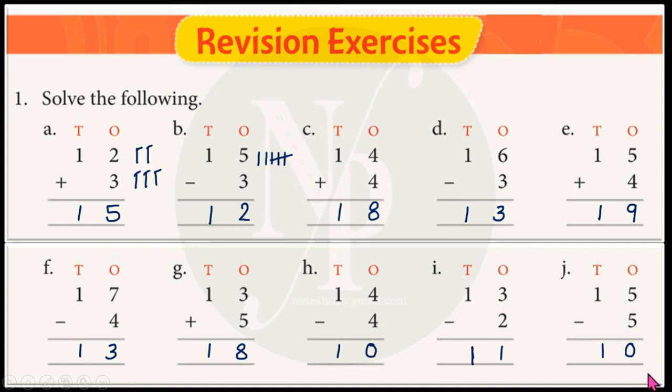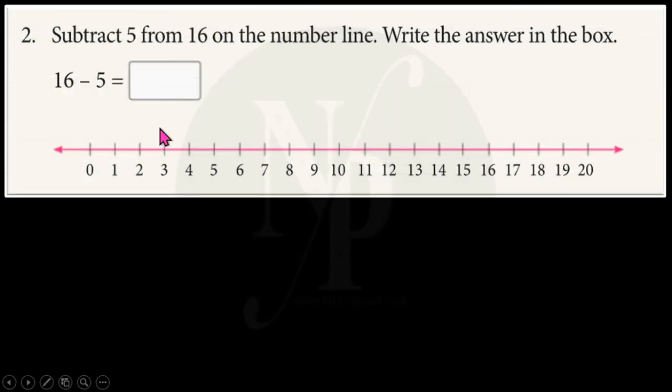Now let us move to the next question of this revision exercise. Question number 2. Subtract 5 from 16 on the number line. Write the answer in the box. Dear children, we have learned how to use a number line for adding and subtracting numbers. Here in this question, we have to subtract 5 from 16 using the number line. So how do we do that?